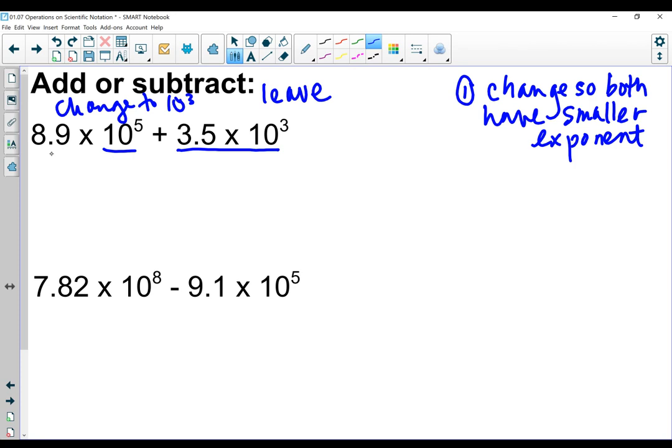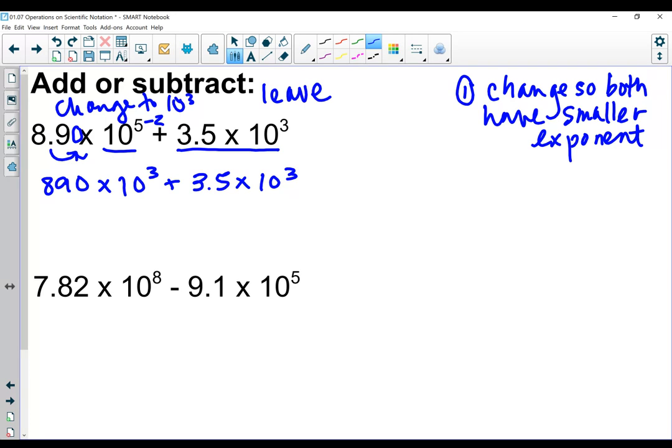So if I want to subtract, I'm going to move my decimal this way. And I'm going to have to move it 2 places. So if I do 10 minus 5, then I'm going to get a 3. So I'm going to have to add a 0 in here in order to get 2 places. So this will now be 890 times 10 to the third plus 3.5 times 10 to the third.